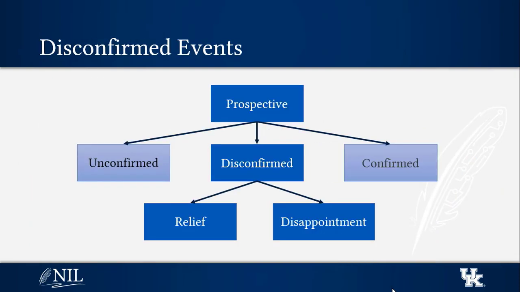If a character expected their utility to decrease to a specific number, and after a series of events they no longer expect that to happen, they feel relief. On the opposite side, if they no longer expect that their utility could increase to a specific number as they expected before, they feel disappointment.